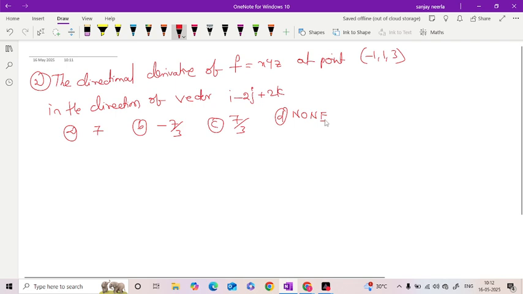Answer? 7 by 3, sir. Sure. What is the gradient of f here?